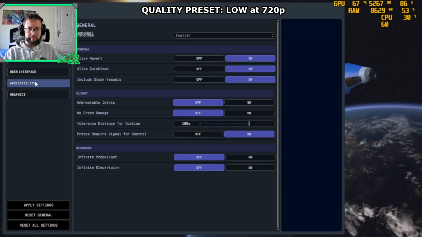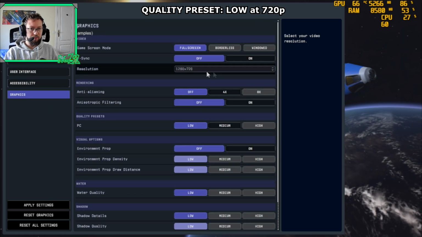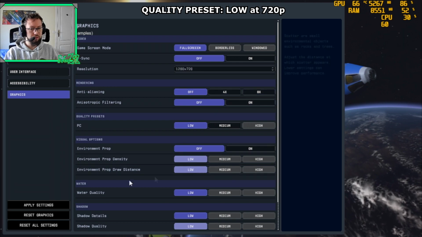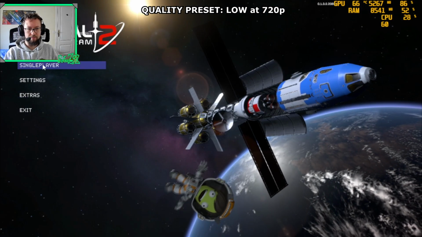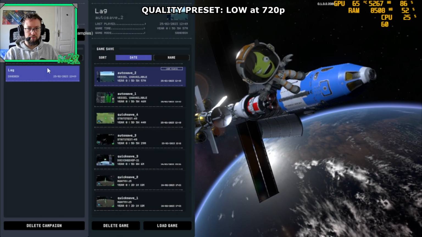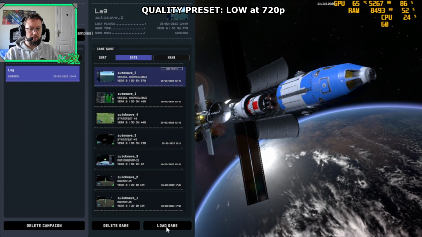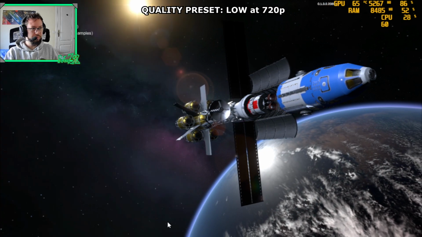Okay, so now we set instead everything to low again, and we set also the resolution to 720p just to see how this was gonna perform in the extreme case or the extreme situation in which someone should have to play with these graphics settings here. Therefore, let's try and load in the game and see what happens now.